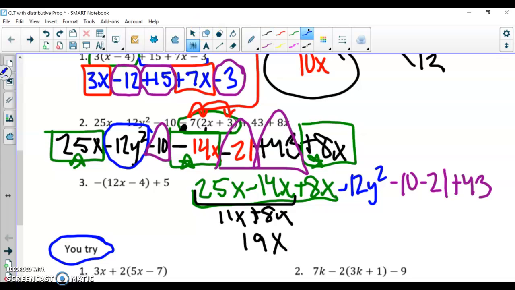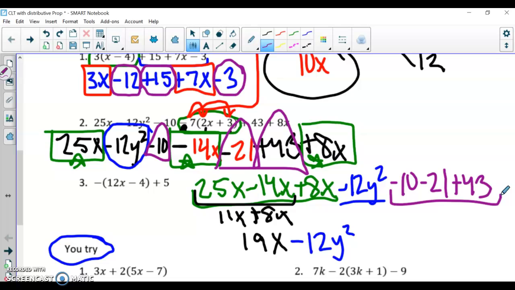Then we get to look at our minus 12y squared. Well, is there anything for me to combine with 12y squared? Nope. So I just rewrite that all over again. So minus 12y squared. Then we get to look at our minus 10 minus 21 plus 43.